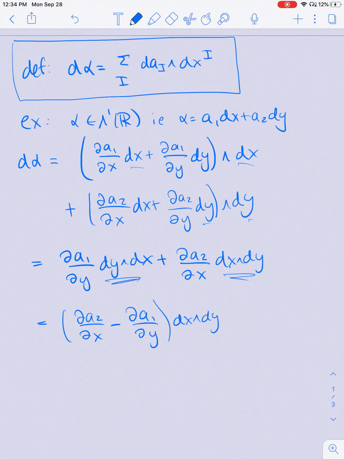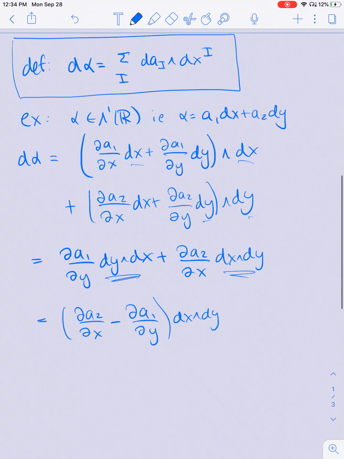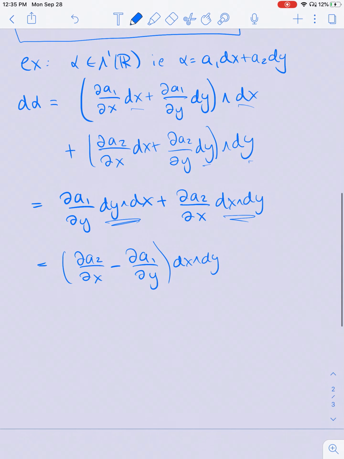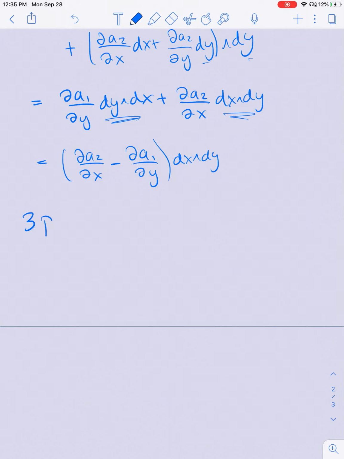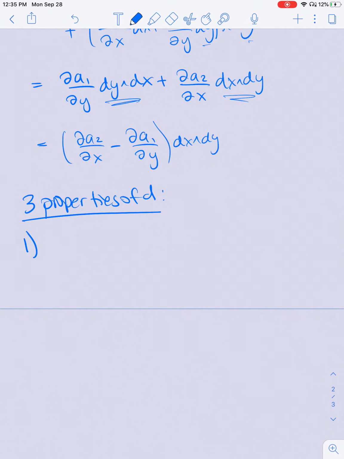So the final thing we're going to talk about in this video are the properties of the exterior derivative that I can prove using this formula. And we won't prove them all in this video, we'll just prove the first one and you'll do the others for homework. So there's 3 properties of d. The first one is that if I have 2 forms and I take their sum, then it's as if I took d and then added them. The second one is if I take d of a wedge product of 2 forms.